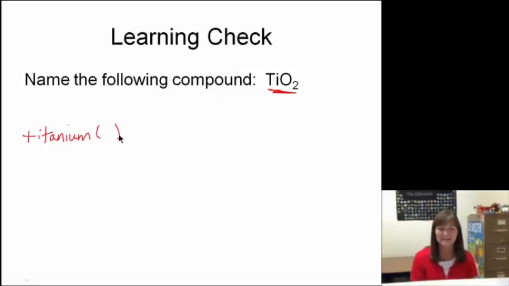Next step, step 3, is name the nonmetal. So the nonmetal in this part is the oxygen, but I'm going to change it from oxygen to oxide. Okay, and in this example we're going to need to do a Roman numeral. So we're going to draw our picture. I haven't taught you that, so let's go ahead and do that.